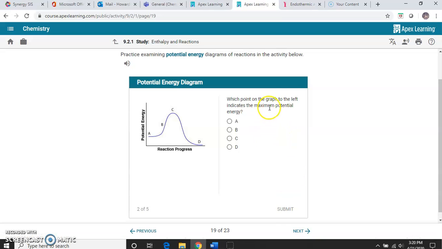What is the maximum potential energy? Whenever you see the word maximum, that must be the greatest. So C up there. Okay.